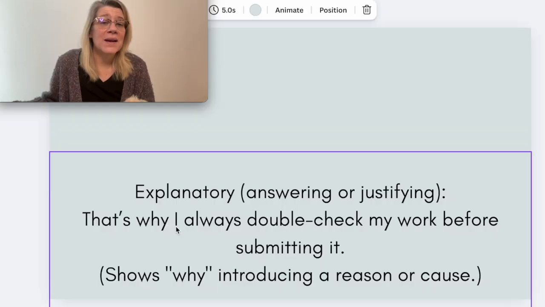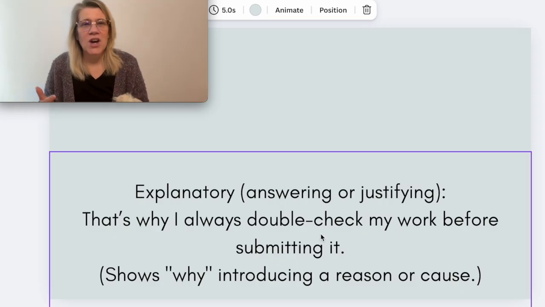And now I've got my subject in a clause. I always, adverb, double check, verb, my work, that's my object, before submitting it. This shows that why is being used as a pronoun here. And I have then the subject, then the verb. It's the normal sentence structure.